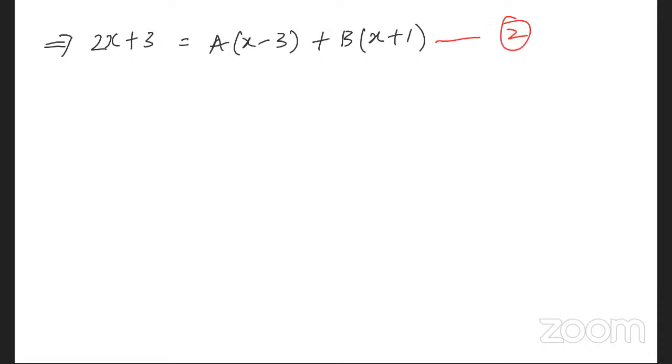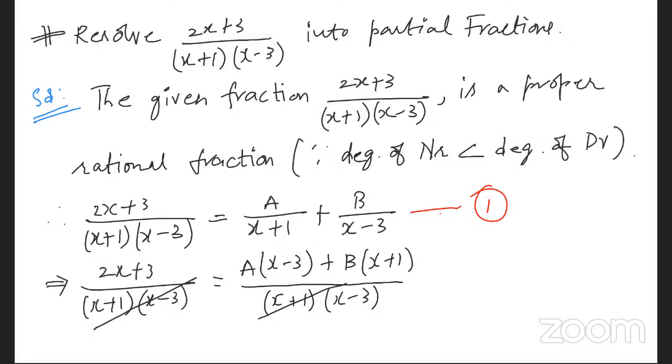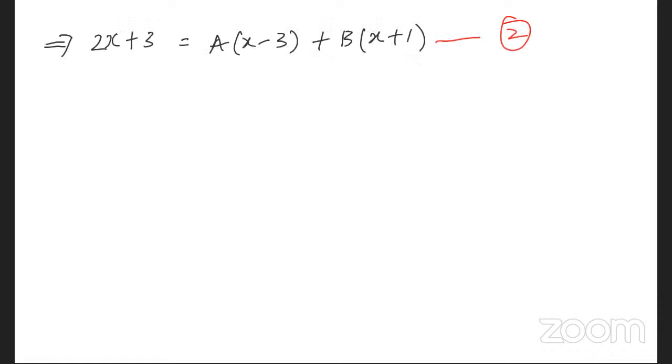Now what are we going to do? We are going to determine the values of A and B. How are you going to determine the values of A and B? You are going to consider the factors of the denominator. With the help of the factors of the denominator, we can find the values of A and B. Let us see how. So what are the factors of the denominator? x + 1 and x - 3.